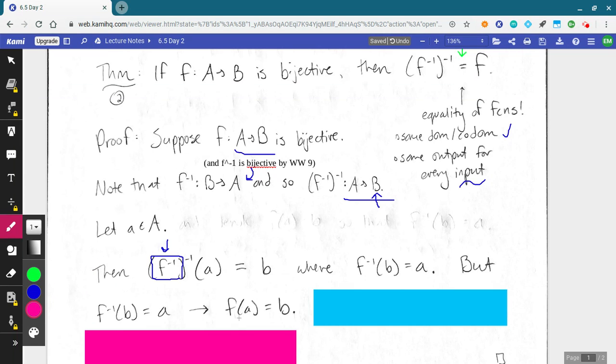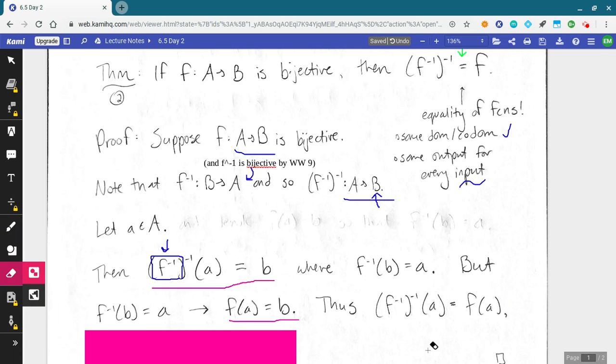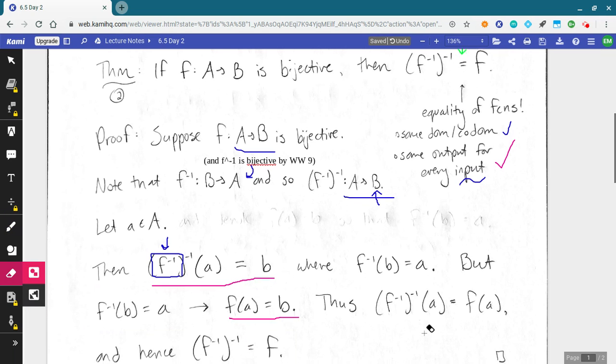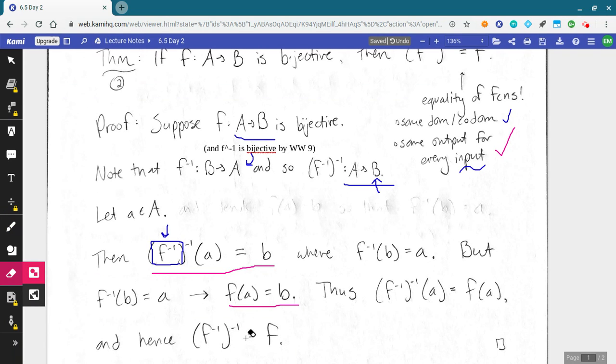And we do a little comparison here. F of A equals B, and F inverse of A equals B. Well, and therefore, F inverse of A equals F of A. All right, and that was our last check we need to make, that they give the same output for every input. We verified that, and hence, these two are equal as functions.